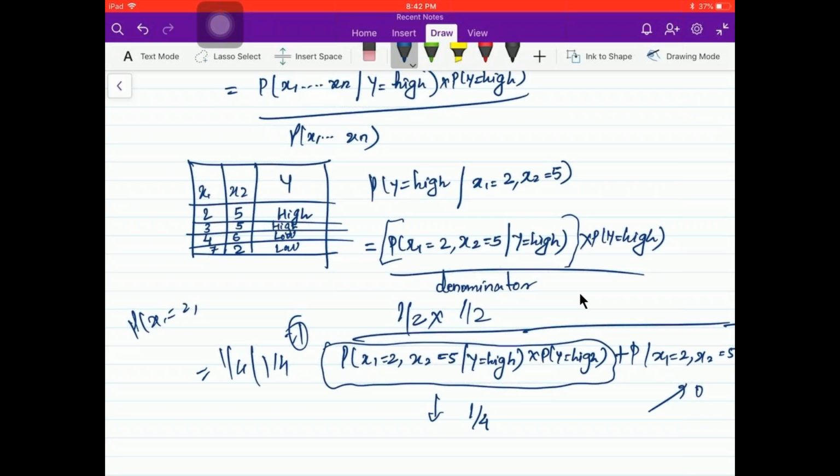Understand this? Guys, give me a yes or no so that I understand whether you are getting it.